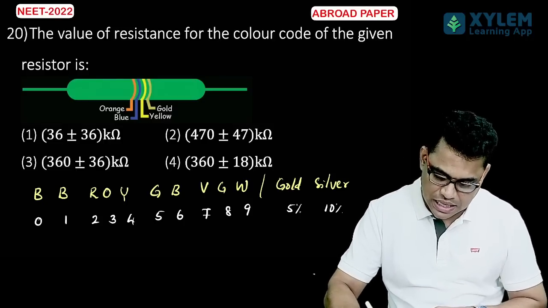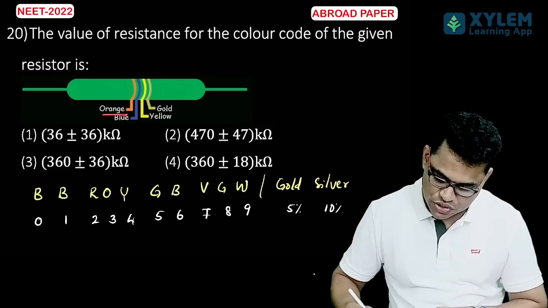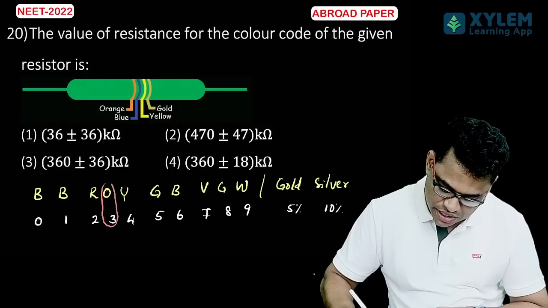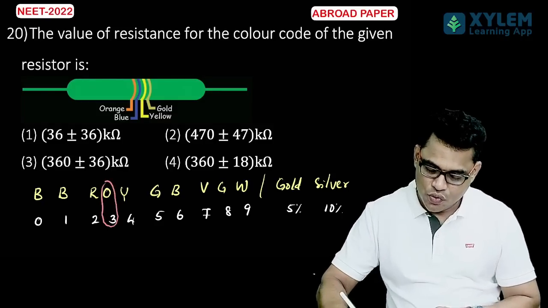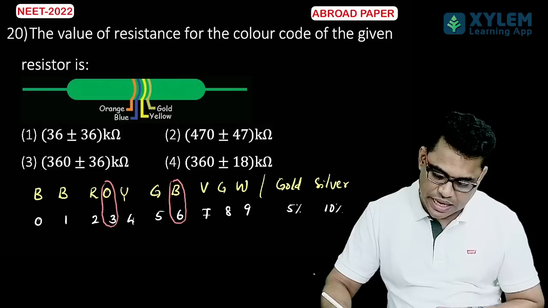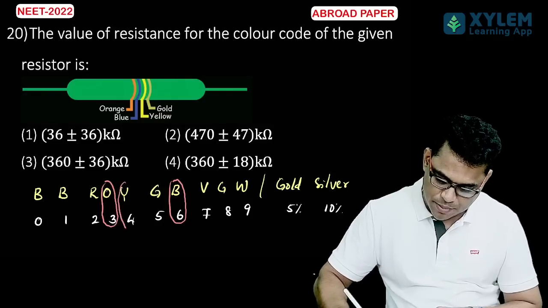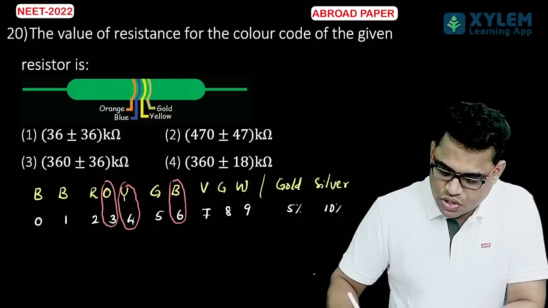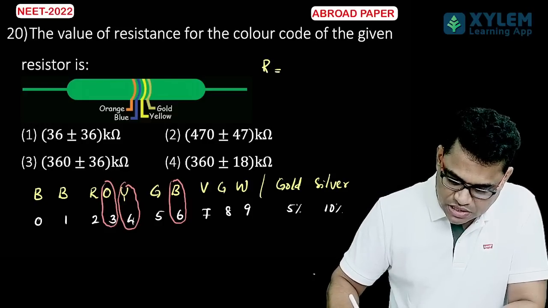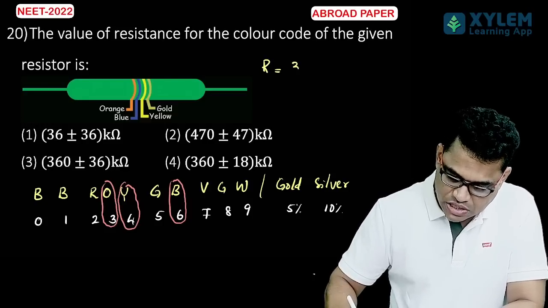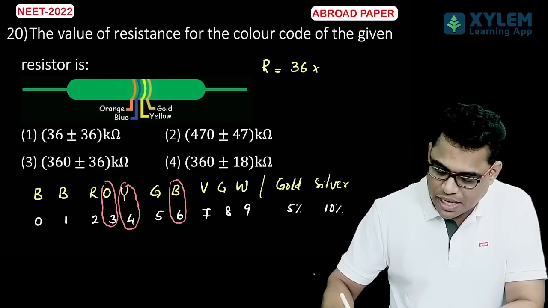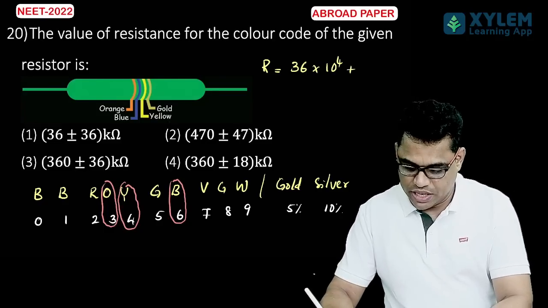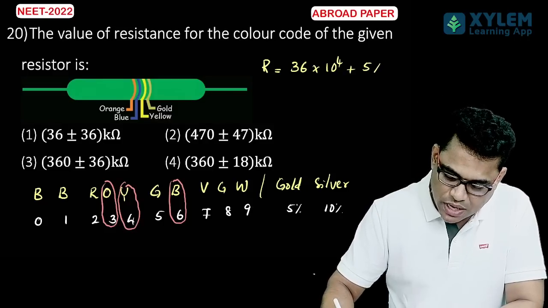Therefore, let us see the colors which are given here. Orange, the number is 3. Then blue, for blue the number is 6. Then yellow, for yellow the number is 4. The first 2 colors give the first 2 significant figures of the resistance, so the resistance is 36. The next color gives the decimal multiplier, therefore 10 to the power 4. Then the next color gives the tolerance. Here it is gold, and for gold the tolerance is 5%.